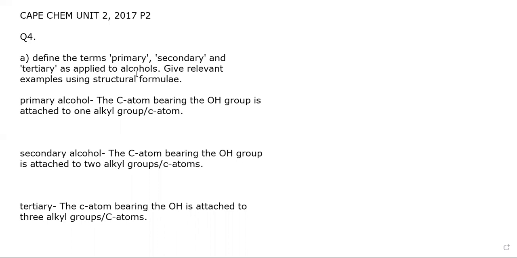So in this one, we're working question number 4 of the 2017 Unit 2 past paper. It starts out by asking us to define the terms primary, secondary, and tertiary as applied to alcohols and give relevant examples. So for primary alcohols, as we know, the OH group is going to be attached to a carbon atom. So what we do is pay attention to the carbon atom that the OH group is attached to.